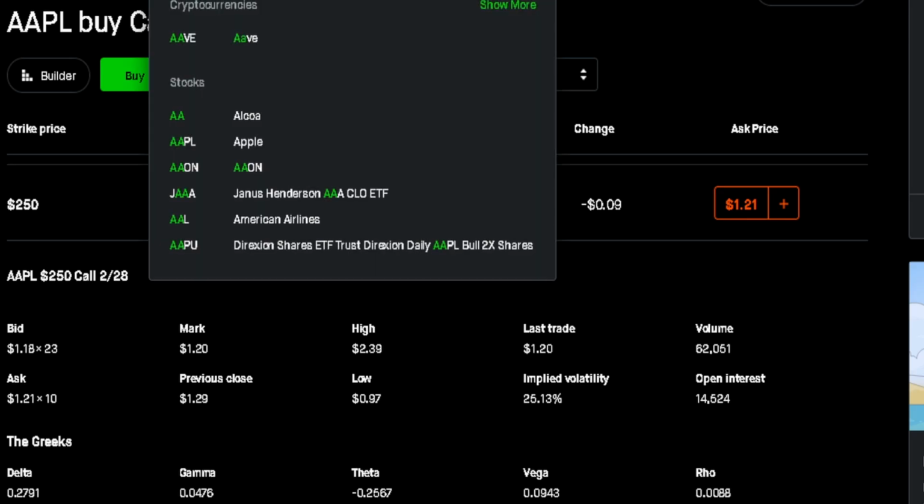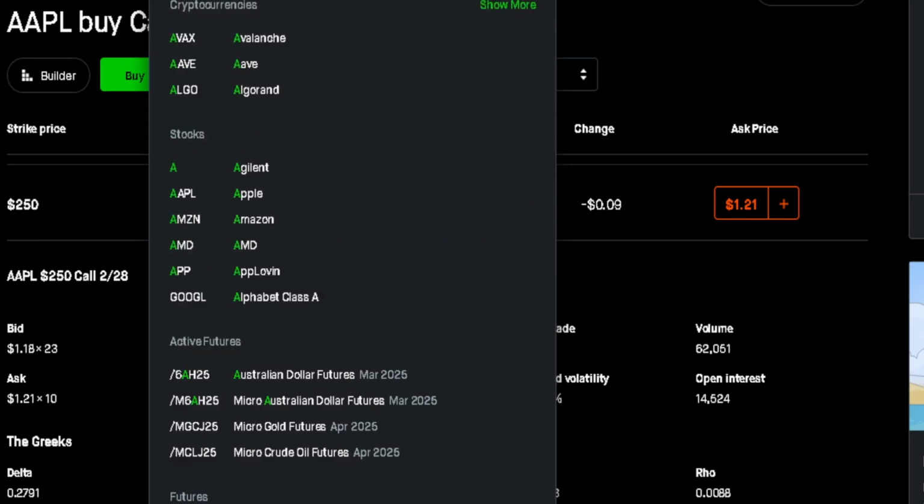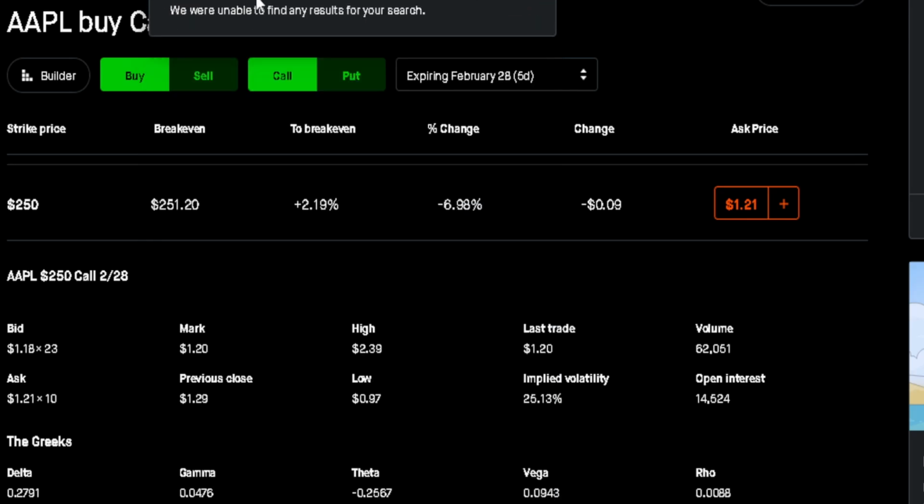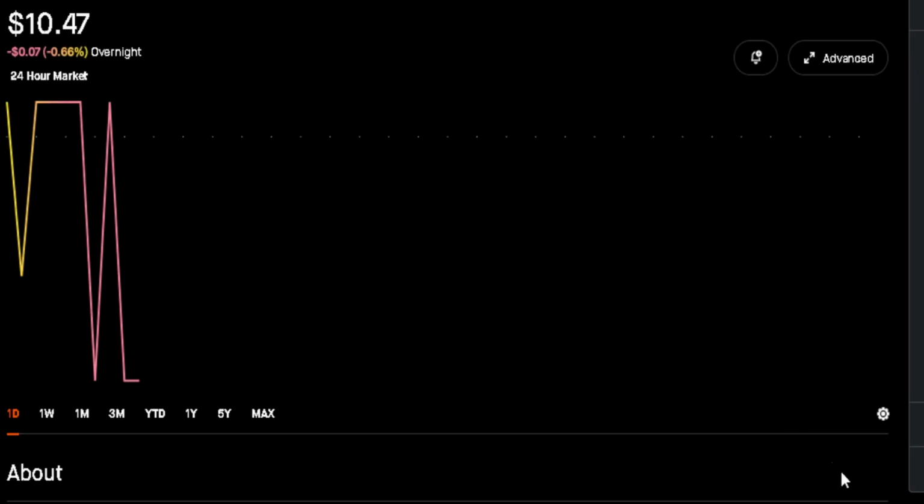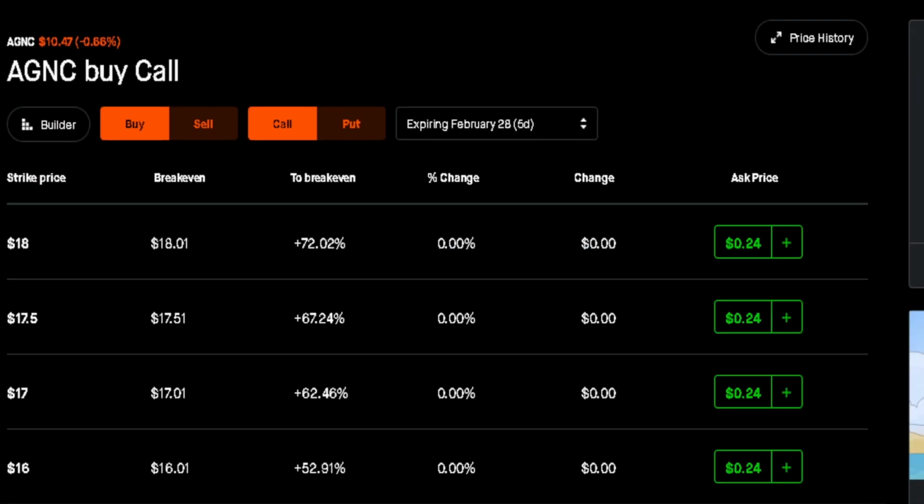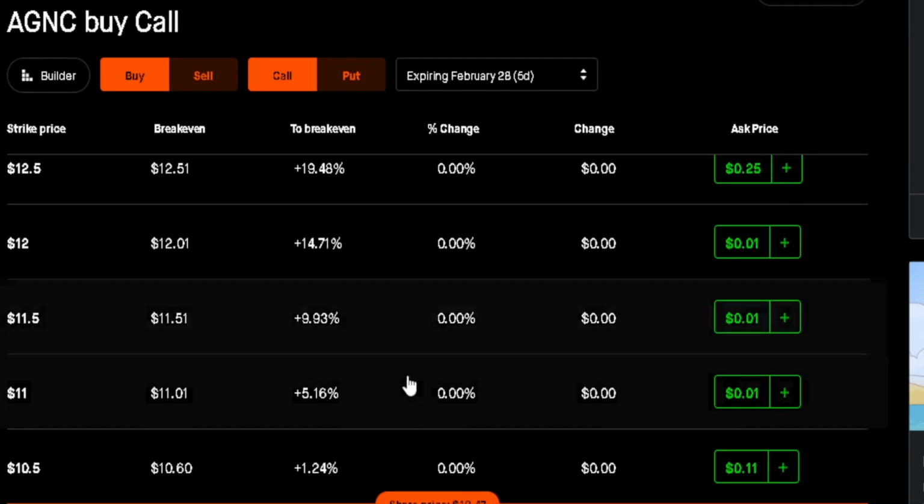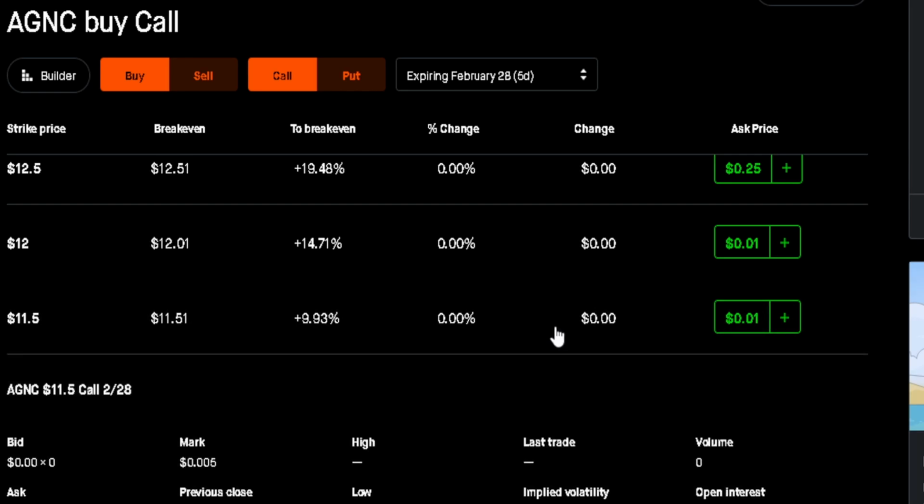Now, if we go to another company like AG&C, which is a REIT company, you can see when you go to the options chain that it has much less. Same expiration date, February 5th, the $11.50 call has zero volume and zero open interest. So chances are you would not be able to trade this option.